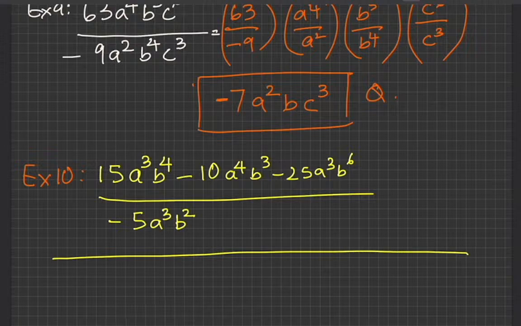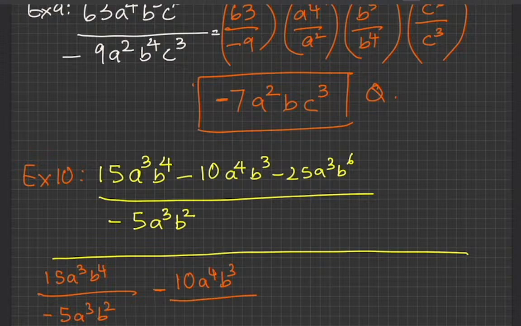So it will be like 15 a to the power 3 b to the power 4 divided by negative 5 a to the power 3 b to the power 2, minus 10 a to the power 4 b to the power 3 by negative 5 a to the power 3 b to the power 2, minus 25 a to the power 3 b to the power 6 by negative 5 a to the power 3 b to the power 2.